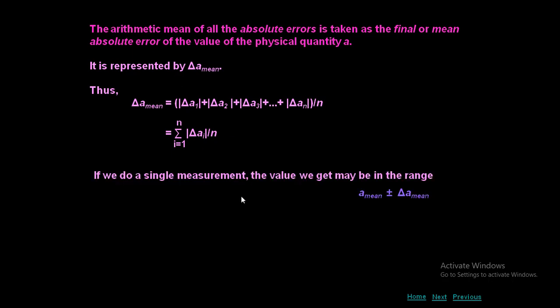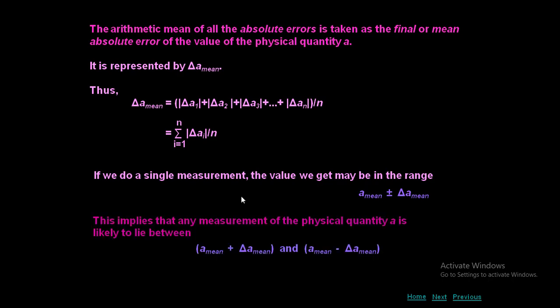If we do a single measurement, the value we get may be in the range A mean plus or minus delta A mean. Always remember that the value lies between A mean plus delta A mean and A mean minus delta A mean. So the measured value will lie in between these two. This implies that any measurement of the physical quantity A is likely to lie between A mean plus delta A mean and A mean minus delta A mean. This is the minimum value and this is the maximum value. Whatever value you are going to measure lies between the limits. So these two will act as the range for the measured value.